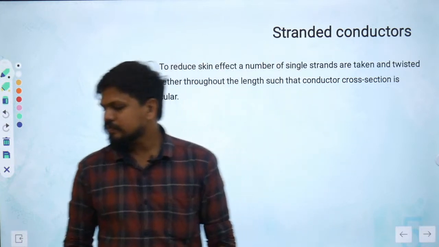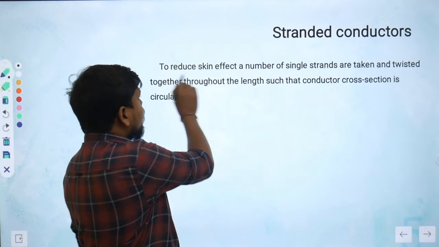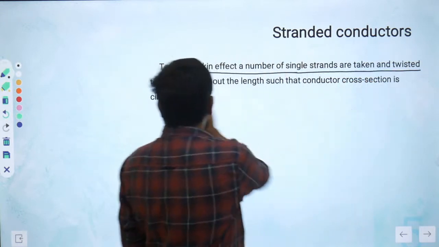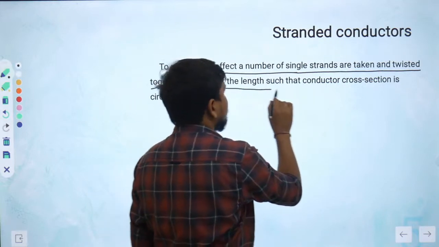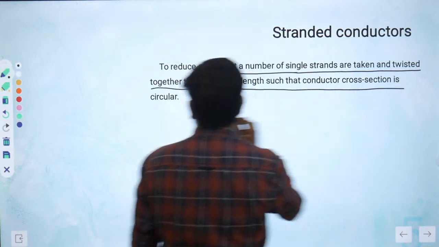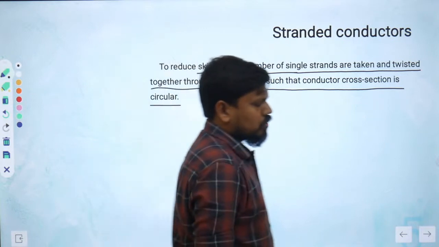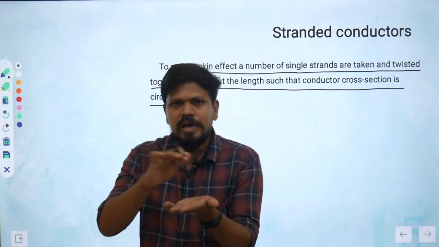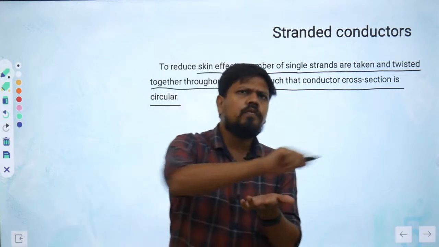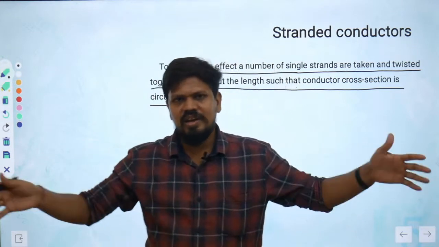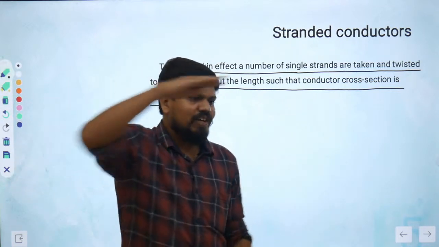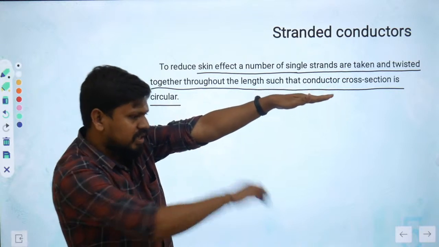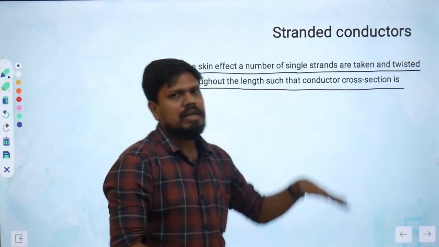That means, to reduce the skin effect, a number of single strands are taken and twisted together throughout the length such that the conductor cross section is circular. So we cannot make 10 smaller conductors, 1 2 3 4 5, because we would need more area. And otherwise, on the transmission pole the cross arm would have first conductor, second conductor, third conductor. It's not a good model, right?